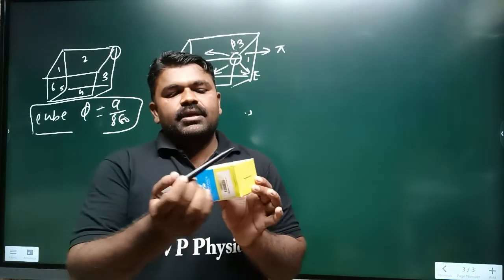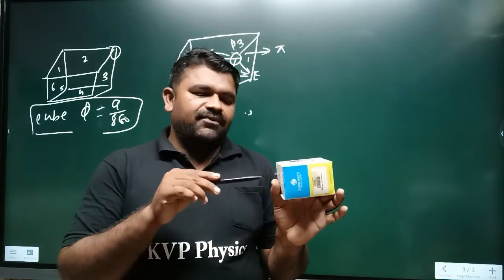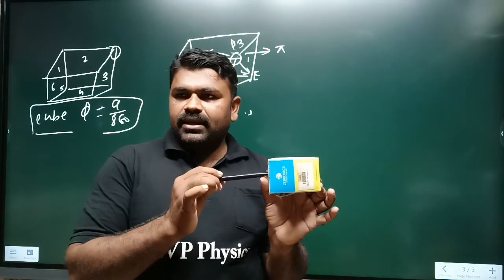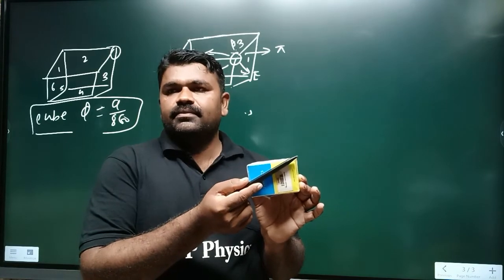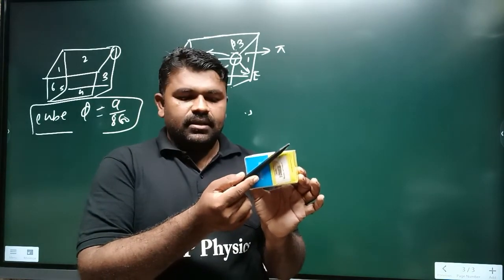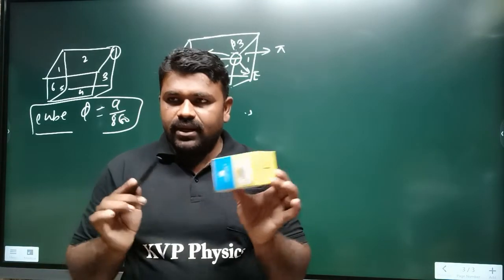Okay. Next, charge is here. Now we consider this one as the surface. Area vector in this direction, and electric field in this direction. Yes or no? Means electric field in this direction, area vector in this direction. This angle is equal to 90.